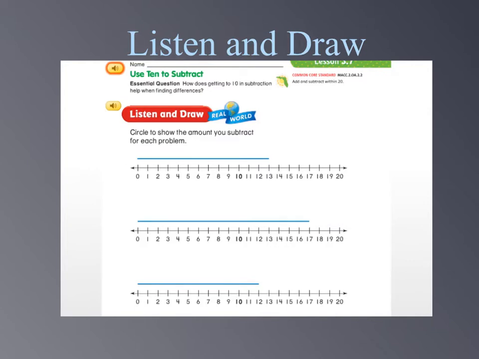Let's use number lines to show subtraction problems. Listen to the following problem. Scott has 13 crayons. He gives 3 crayons to Tyler. So we have 13 minus 3. The question is, how many crayons does Scott have now? As you can see, I circled the part on the blue number line that shows what is subtracted from 13. It gives us 10.